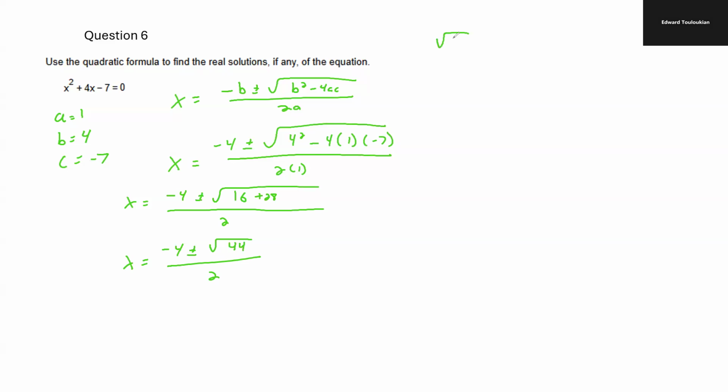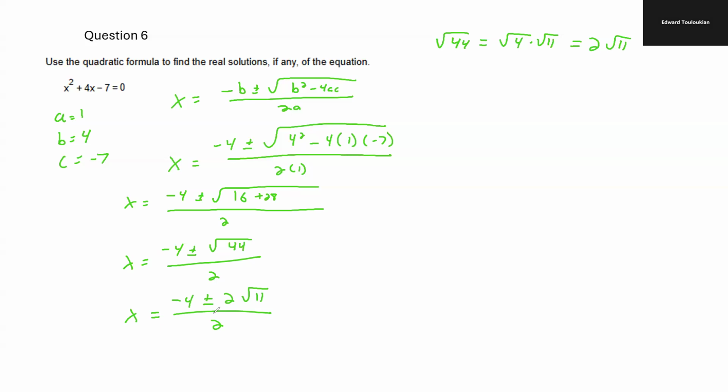That's the number 4. So square root of 44 is going to be the square root of 4 times the square root of 11. You split that up into two pieces. Square root of 4 then becomes 2, and that's root 11. So that's how we reduce that radical. So this now becomes x equals negative 4 plus or minus 2 root 11 over 2.